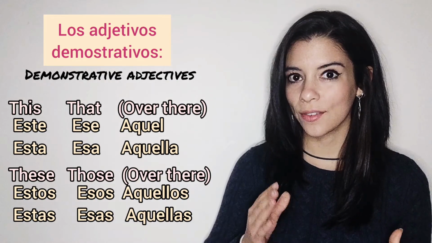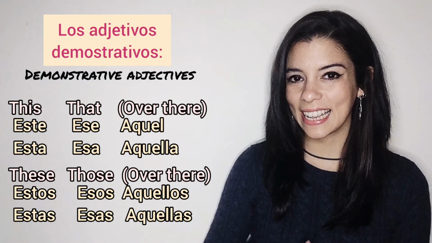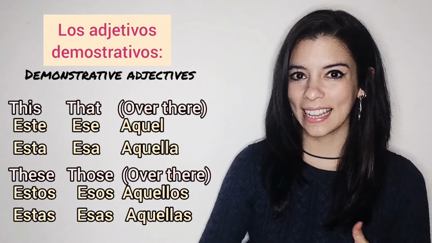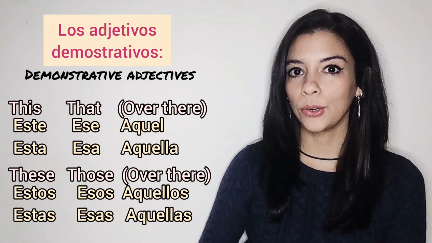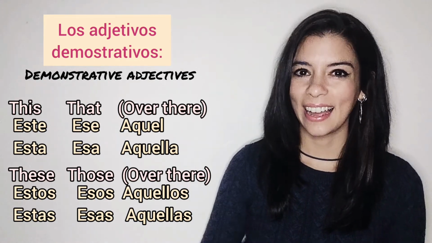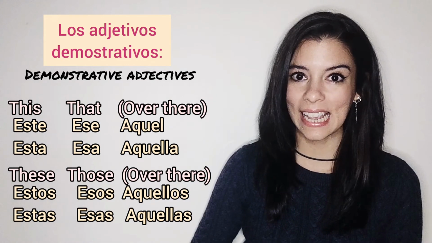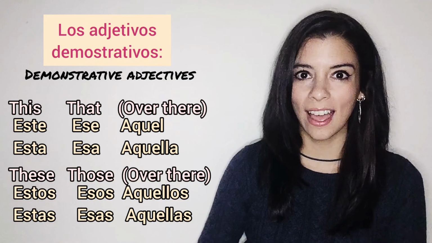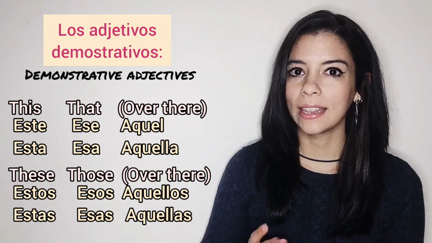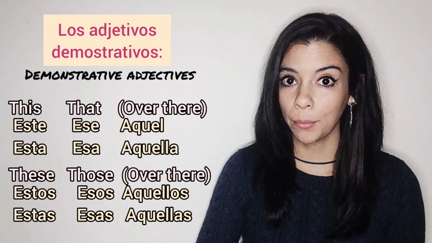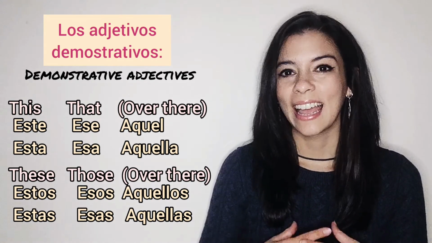So we would have in the singular part, este, esta, ese, esa, aquel, aquella, and in the plural part would be estos, estas, esos, esas, aquellos, aquellas. So you always have to remember the gender and the number of the noun because they have to agree.